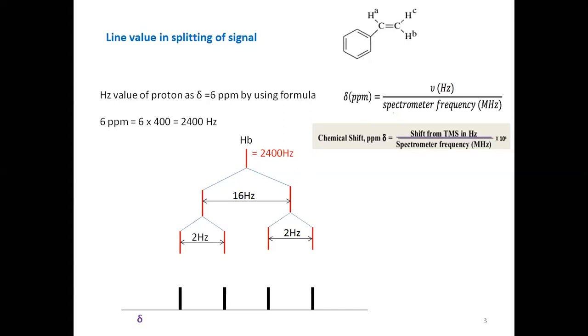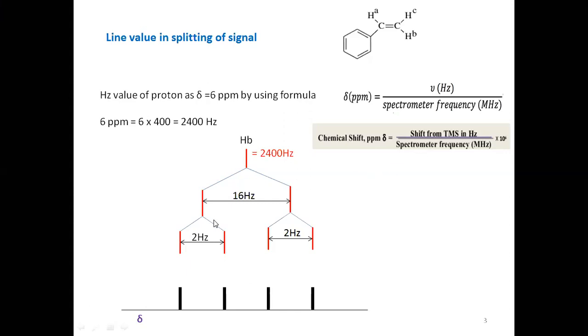Now this HB is splitting into two lines of how many hertz? This HB is splitting by 16 hertz. And that HB is the middle of these two lines. HB is the exact median, or middle, of that 16 hertz. So what is the value of the left hand side and what is the value of the right hand side?